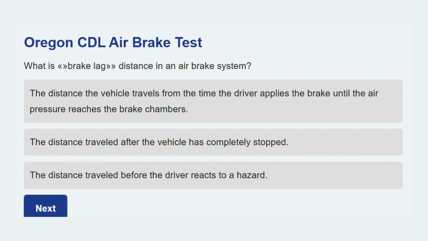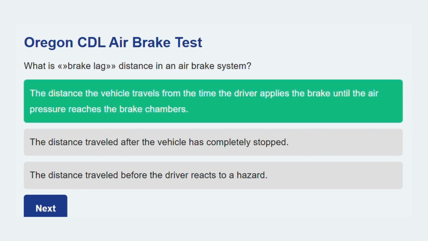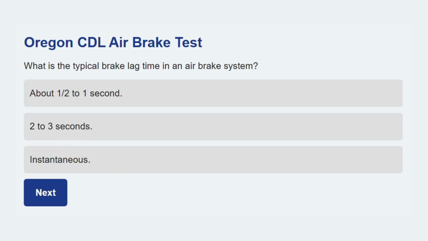What's next? What is brake lag distance in an air brake system? The distance the vehicle travels from the time the driver applies the brake until the air pressure reaches the brake chambers. There's a slight delay from pedal press to brake engagement.